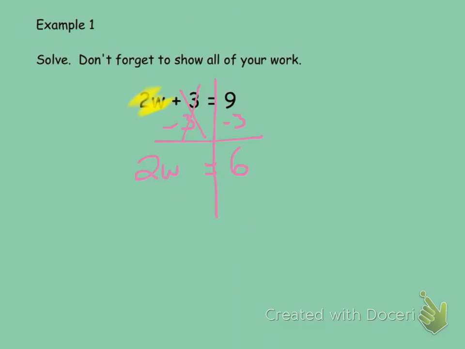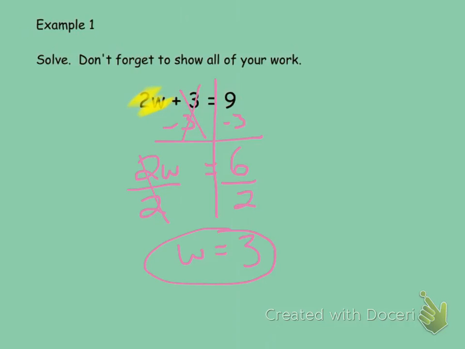Now again, I need to do the inverse operation. So if I have 2w, you want to think of what operation that is. Hopefully you said it was multiplication. So the inverse operation of multiplication would be what? Correct, division. So I'm going to divide both sides by 2. And when I do that, my 2's are going to cancel out, and I'm left with w is equal to 3.